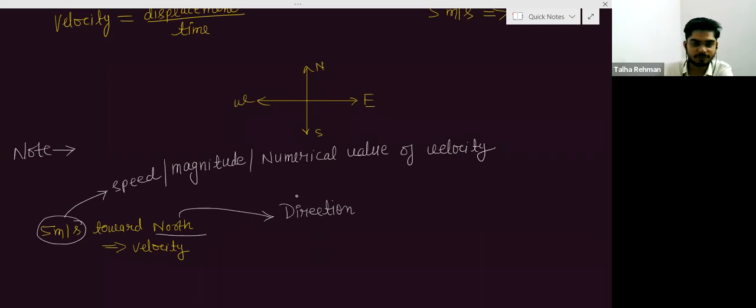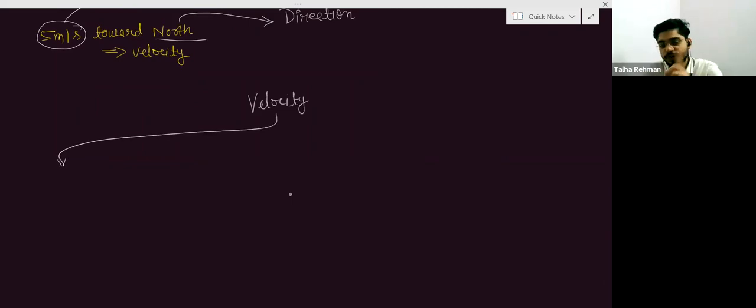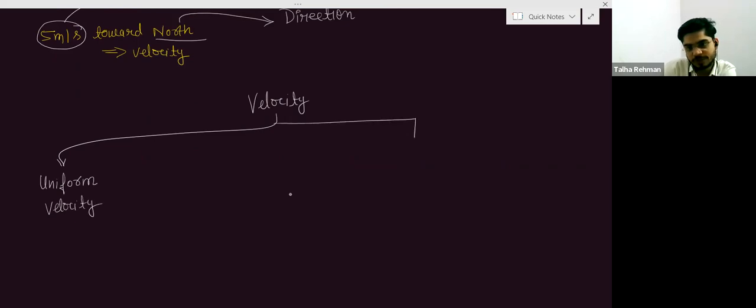Very important. Why important? See, if I am saying there are two types of velocity, now I am not talking about the speed, I am talking about velocity. So velocity is uniform velocity first. Uniform velocity. And there is another velocity, non-uniform velocity. Now what is uniform and non-uniform velocity?